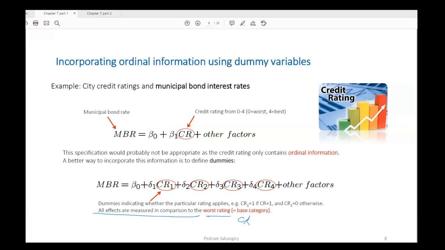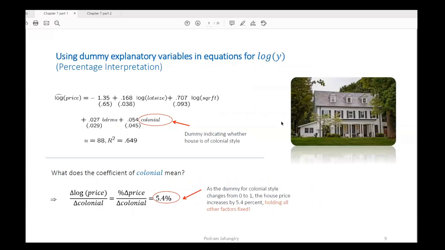I just wanted to realize that when you have an ordinal variable, you have to make sure that you add K minus 1 dummy variables for K classes of ordinal information. All right, let's look at another example.